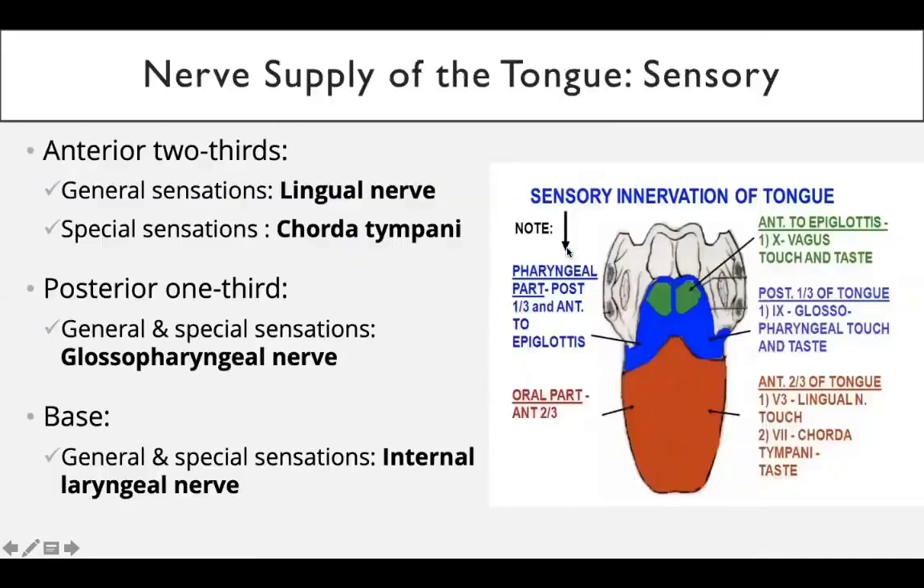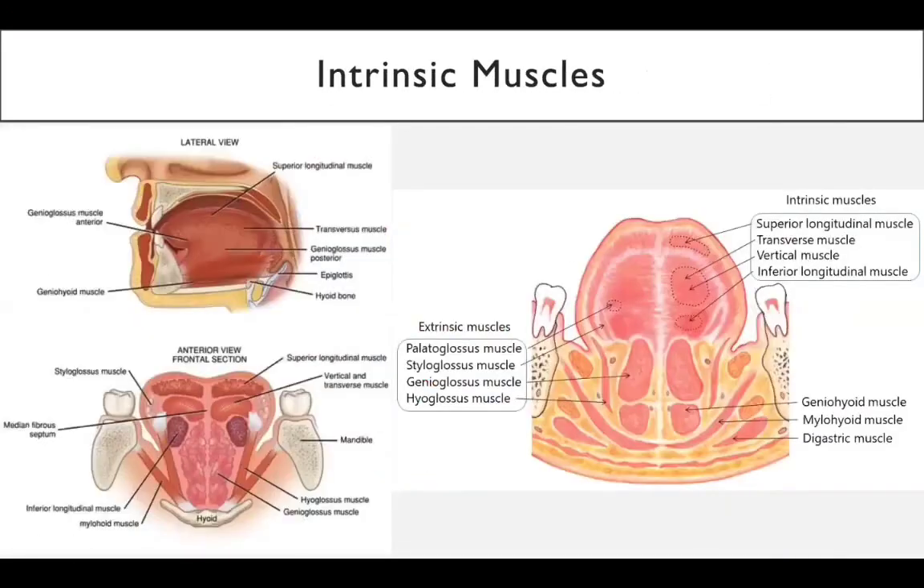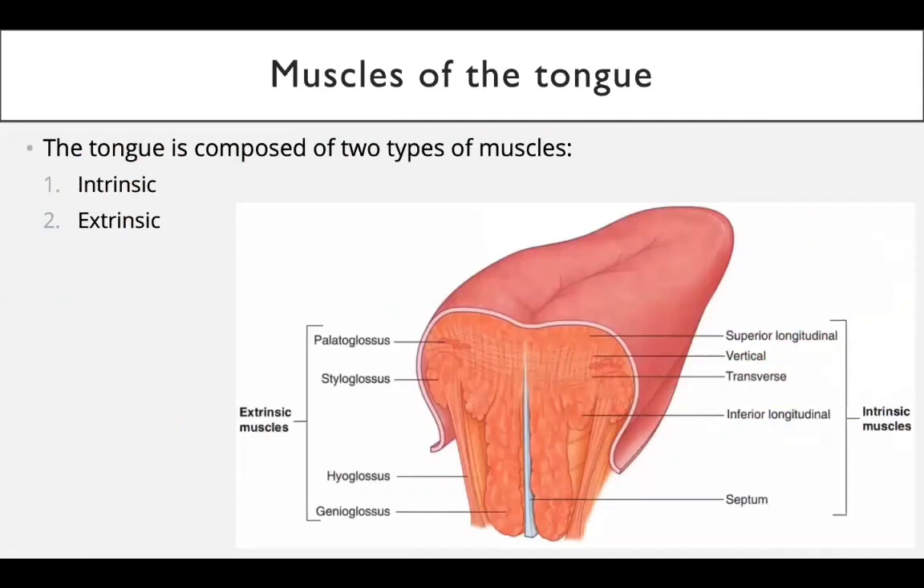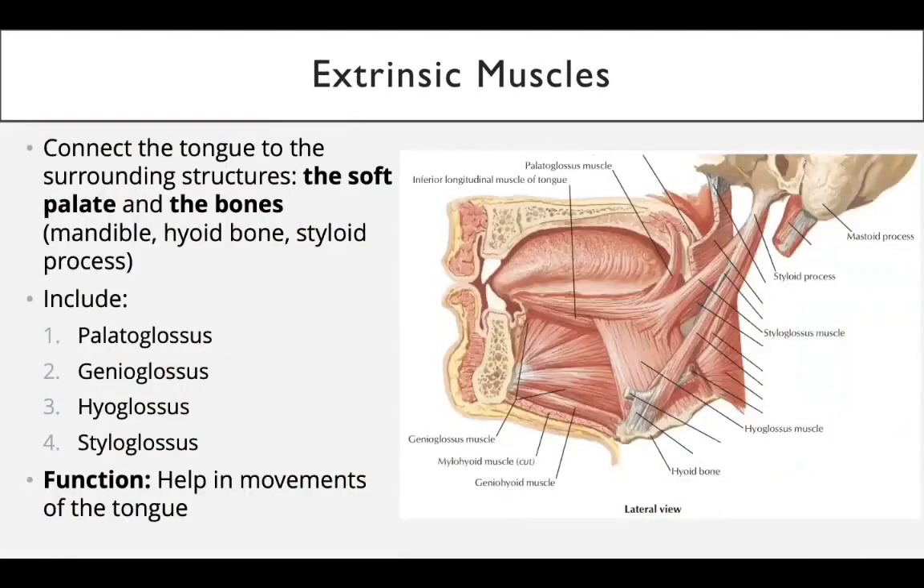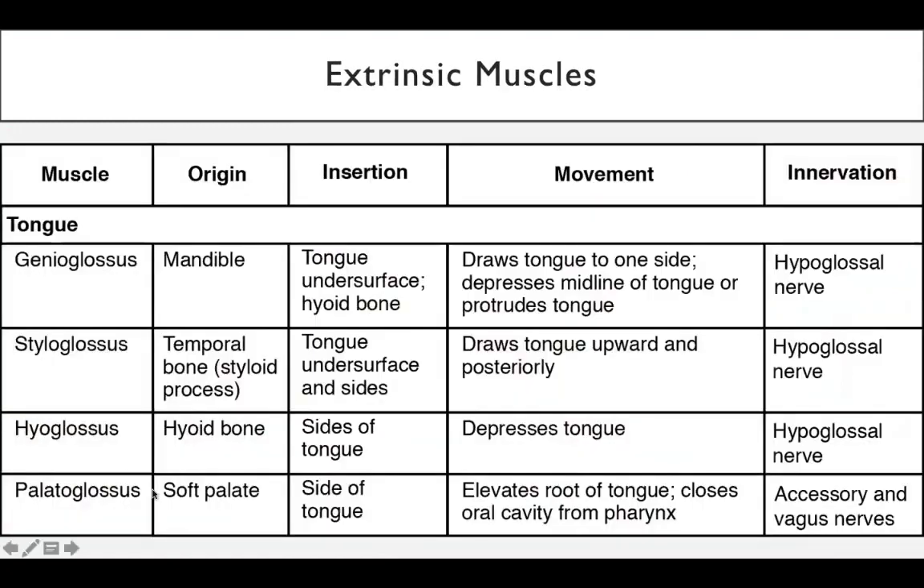Okay, so let's quickly revise what we studied in this class. There were muscles, extrinsic and intrinsic, 3 intrinsic, 4 extrinsic. Among the extrinsic, there was an exception for palatoglossus because it was taking the innervation from the vagus nerve. All of the other 3 were taken from the hypoglossal nerve.